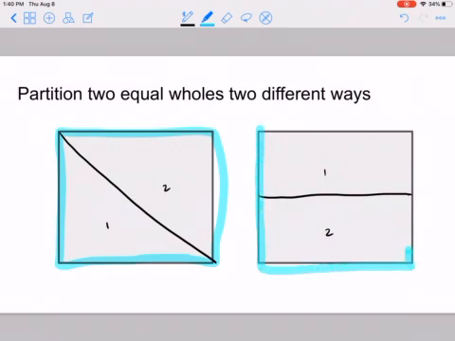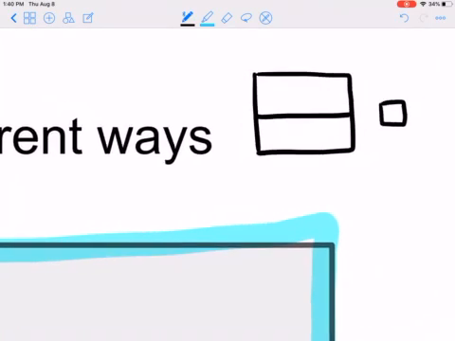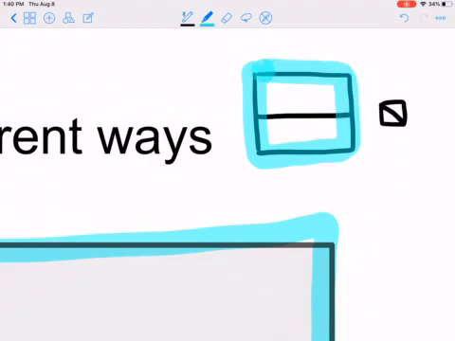Now, what would not be the same is if we did this. So let's say that here is rectangle 1, and I partition it into halves this way. Well, and here's little bitty rectangle 2, and I partition it like that. It's a different idea. These are not the same amount because the wholes are very different sizes, okay?